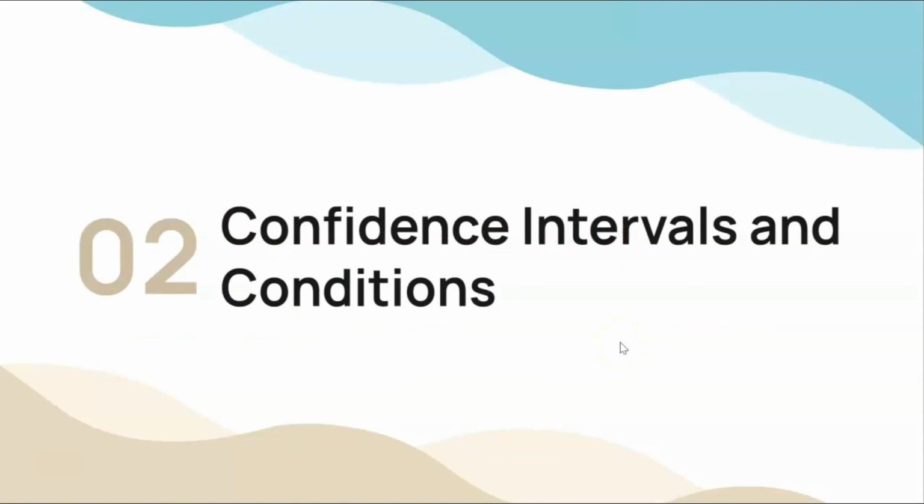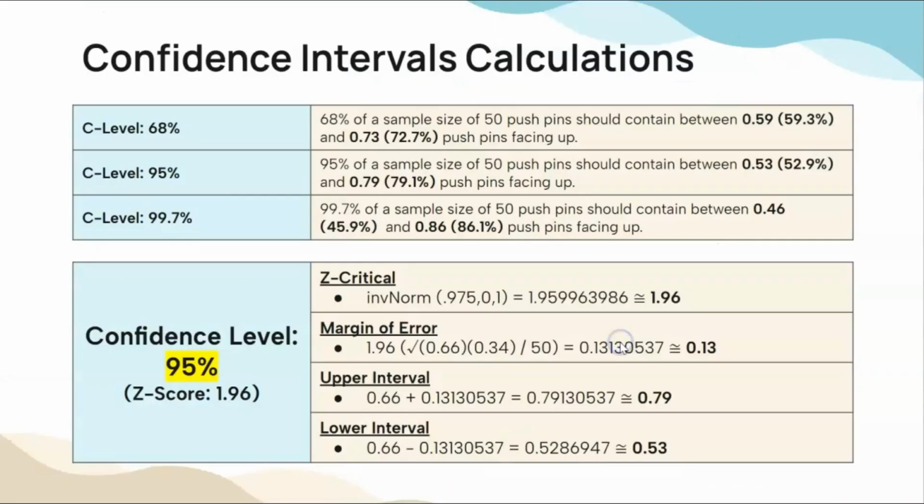So here are our confidence intervals and conditions. For confidence level 68%, a sample size of 50 push pins should contain between 59.3% and 72.7% push pins facing up. For confidence level 95%, a sample size of 50 push pins should contain between 52.9% and 79.1% push pins facing up.